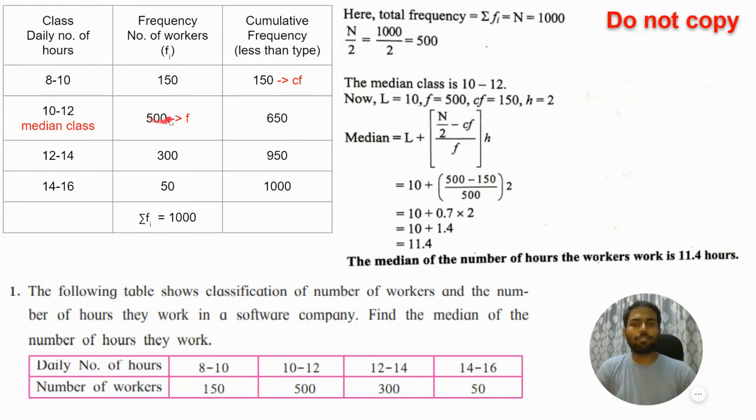तो उसके लेफ्ट वाला f हो जाएगा, उसके लेफ्ट वाला मीडियन क्लास हो जाएगा, और उसके ऊपर वाला cf हो जाएगा, right? Then you find L, the lower class limit of median class, and H is the subtraction of both the numbers in median class. Okay, तो 12 minus 10 कितना हो गया? 2 हो गया. Then you use the formula, substitute, and then you calculate and write the final answer. This is how you find median, right?